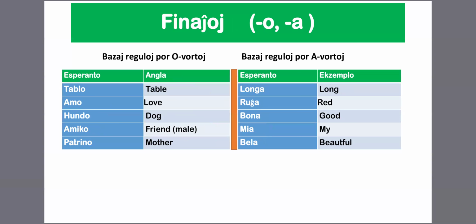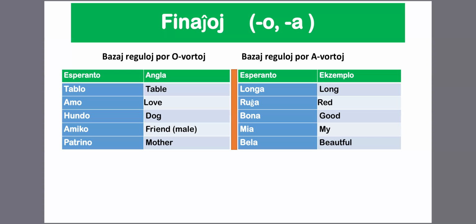So here I took some words where maybe I wanted to say, let me start by showing you if the word finished by O or the word finished by A in Esperanto, what the meaning is. Let me take also baza reguloj por O vortoj. So I started to give you some samples with some examples with nouns. You know that a noun in Esperanto finishes by O.